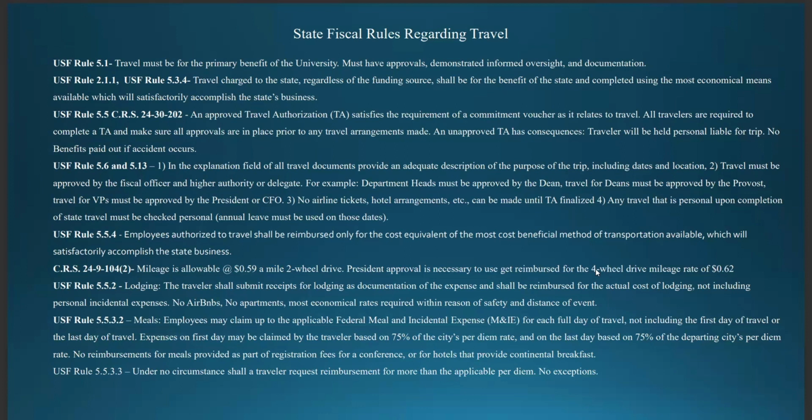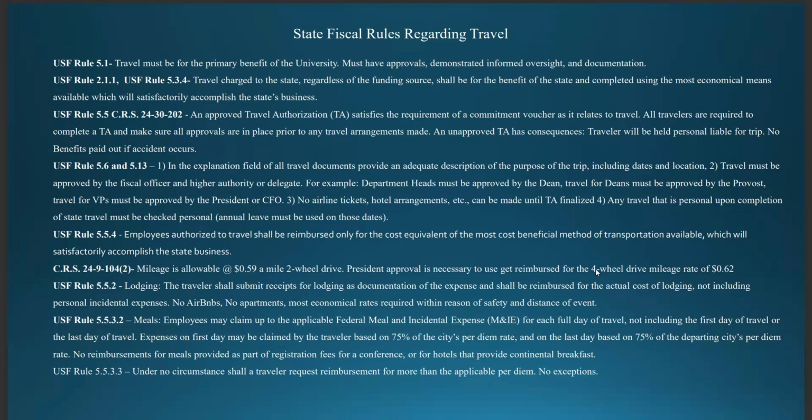In the explanation field of all travel documents, provide an adequate description of the purpose of the trip, including dates and locations. Travel must be approved by a fiscal officer and higher authority or delegate. Department heads must be approved by the deans. Travel for deans must be approved by the provost. Travel for VPs must be approved by the president or the CFO. No airline tickets, hotel arrangements, etc. should be made until the TA is final. Any travel that is personal upon completion of state travel must be checked as personal, and annual leave must be used for those dates.